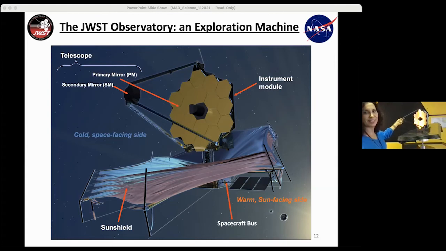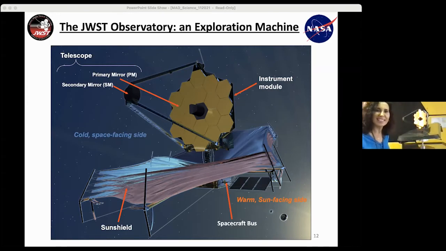You cannot see it, but this is another gold mirror. And then from there, it goes to this black thing that you can see on the back. And it goes to the back thing because on the back, you cannot see it, are the instruments that are going to take all those images and all those spectra that you as a scientist wanted.